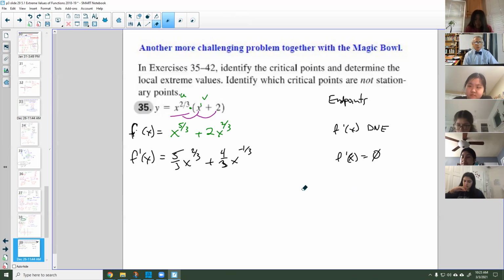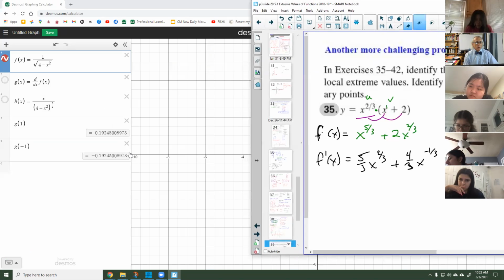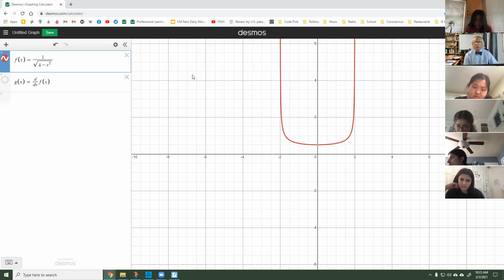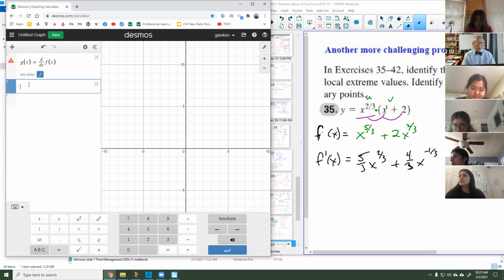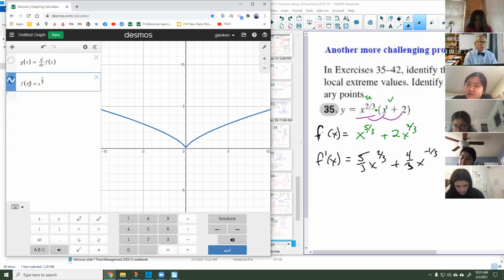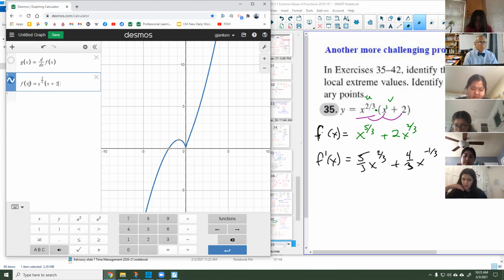Let's erase that. Okay. Well, before I continue, I'm going to test it. I want to make sure that I did it right. Let's make this a smaller screen. So my f of x equals x to the 2/3 power times x plus 2. Whoa, look at that. That's a pretty neat graph. Kind of does a little bouncy thing there.